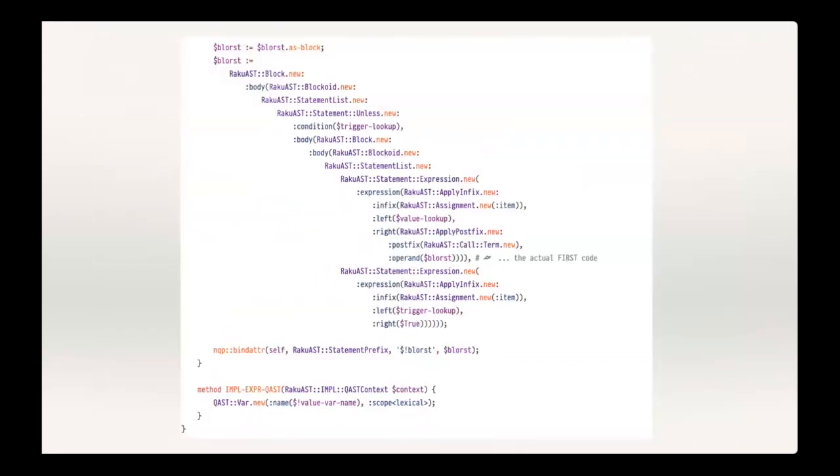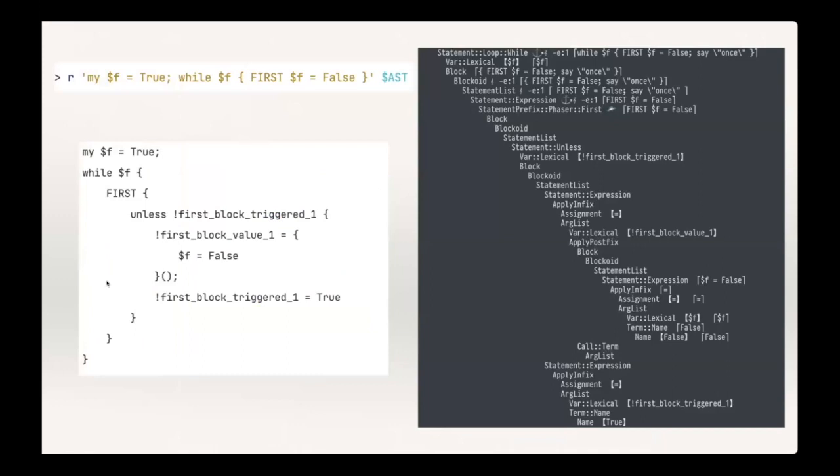And this is what we wrap it up in. So effectively what we're trying to do is, this is what we want, the code on the left-hand side. This is what the code looks like deparsed. Unless the first block has been triggered, trigger the first block and store its value in first block value, set first block trigger to true. And that's it. That's what we're trying to do here.